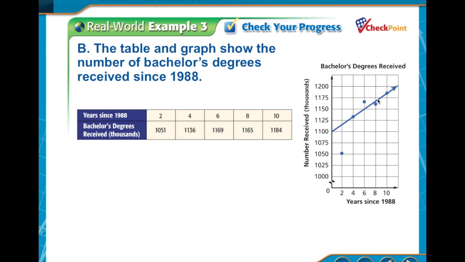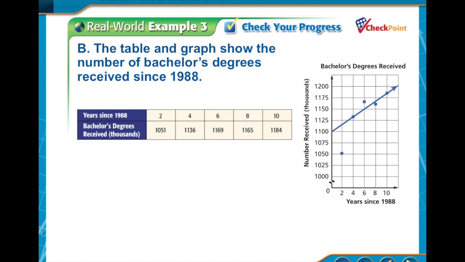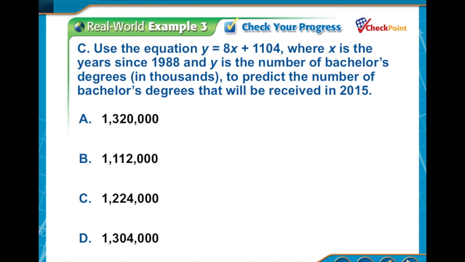Just draw your points, a line of fit. You have a point above, a point below. Label those axes. So we'll use this context. So say the equation for the line given there is this equation here. That's the equation of that line of fit. If they say x is years since 1988, we know that, and y is degrees earned, we can predict how many degrees might be earned in 2015.